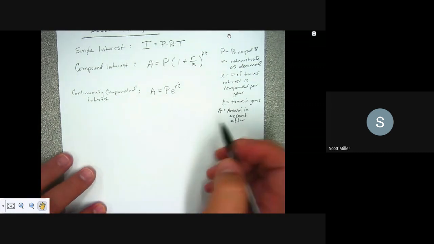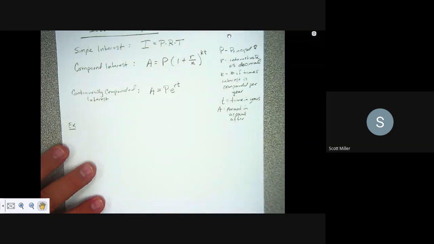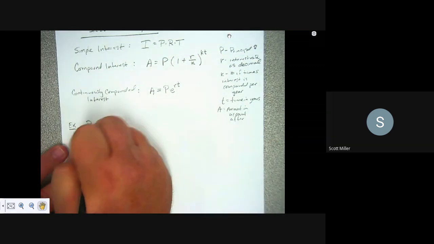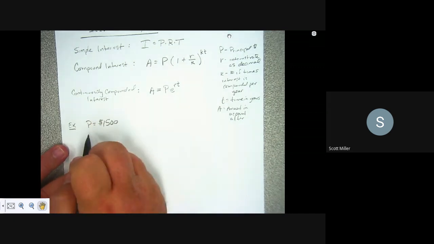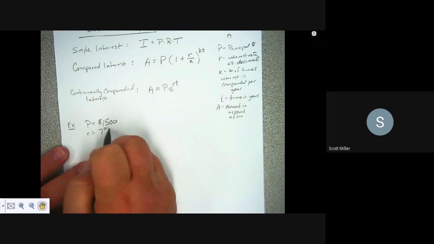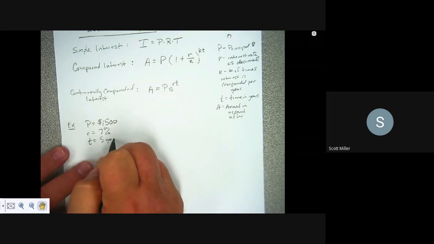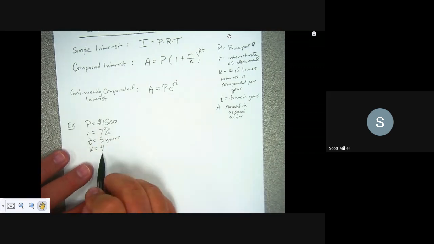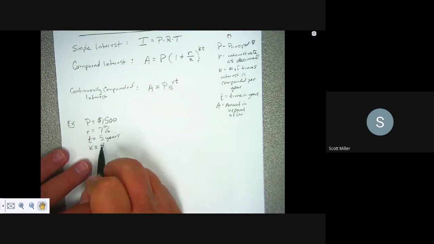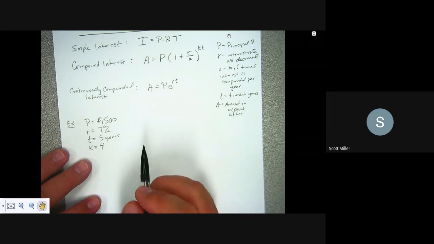Let's do one right now. In this example right here, we're going to use the compound interest formula. This is the one that you're going to need to memorize, the compound interest formula and the continuously compound interest formula. I want you to memorize those. So in this particular example, I'm going to give you the principal is going to be $1,500. The rate is at 7%. T is 5 years. And K is 4. And this usually means quarterly. So most investments use quarterly compounding, so 4 times a year.